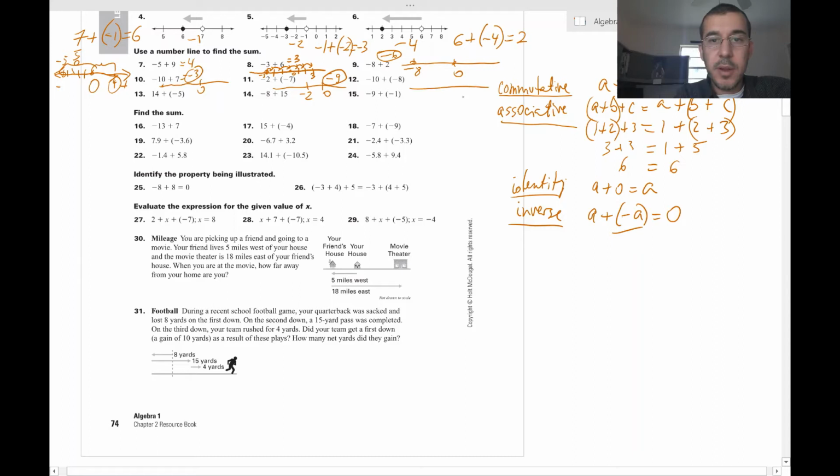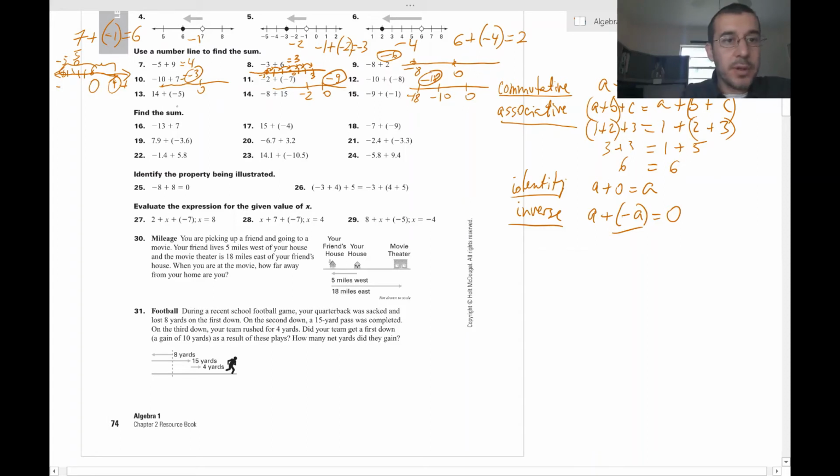12. So on the number line, from 0 we go to -10, and then we go further another -8. So this is -18, right? -10, and then you add another -8, so 10 plus 8 is 18, so -18 is the answer for 12.